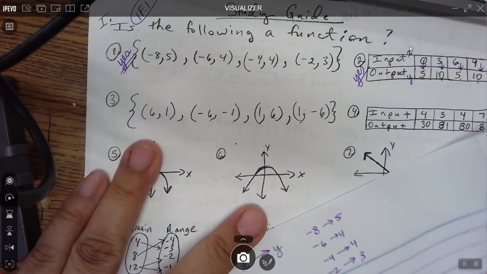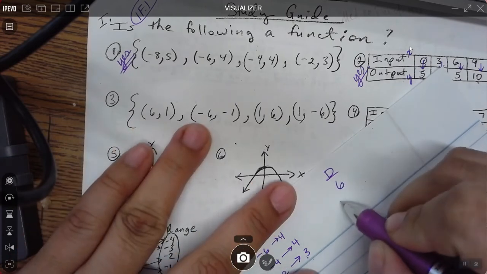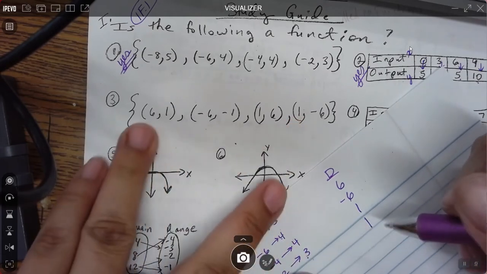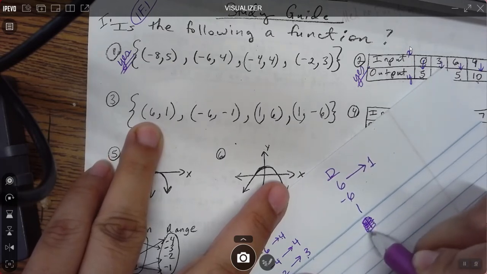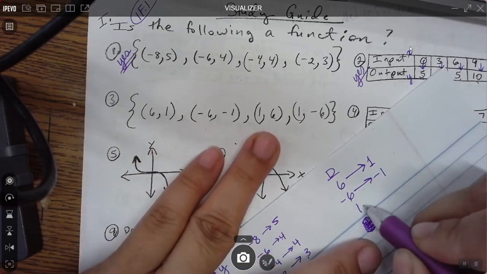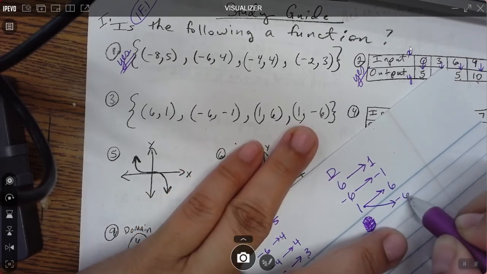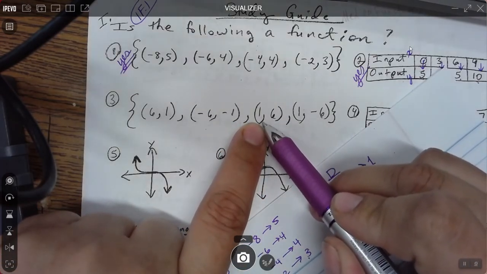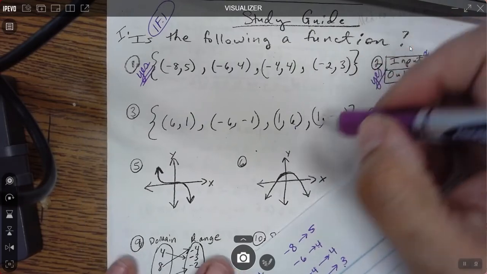In number 3, let's look at the domain. The domain that we have is a 6, a -6, a 1, and a 1. Clear? This 6 is mapping to 1. This -6 is mapping to -1. This 1 is mapping to 6. And this 1 is also mapping to -6. So right here, you can tell that they're mapping x equals 1 to two different y's. They're mapping it to y equals 6 and to y equals -6. So no, this one is not a function.